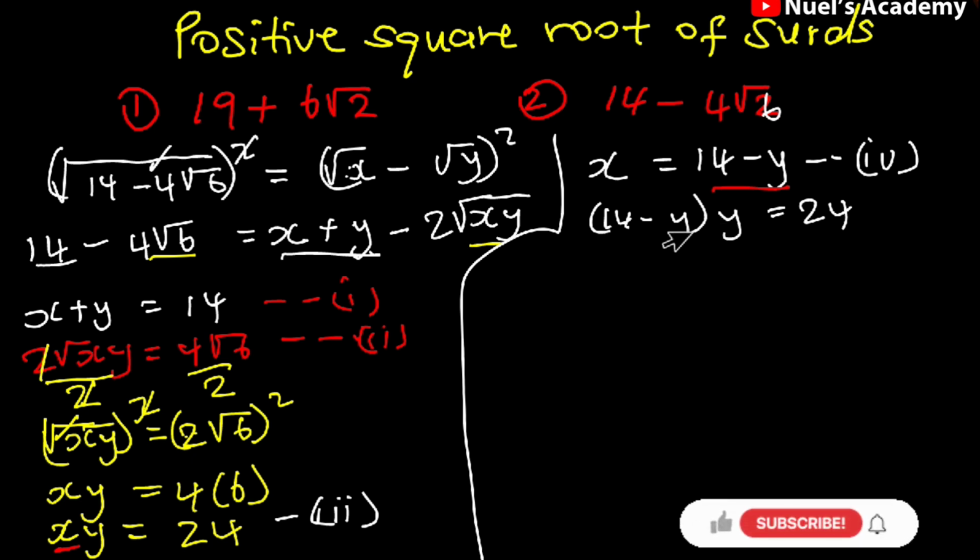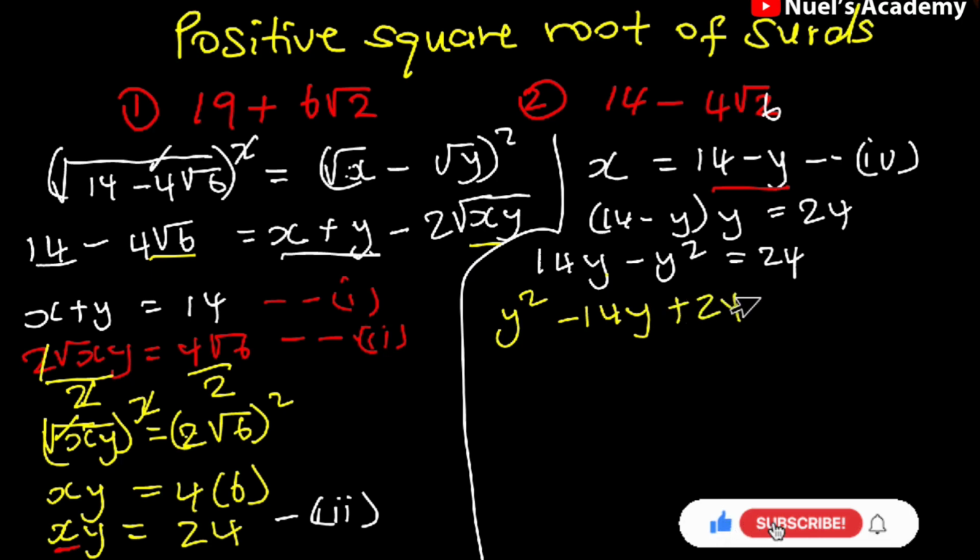So 14 times y gives us 14y, then minus y times y will be y squared, equals 24. By the time you rearrange this equation and remove the negative sign from this y squared, we are going to have y squared minus 14y plus 24 is equal to 0. So we have an invisible 1 here. This 1 times 24 gives us 24.